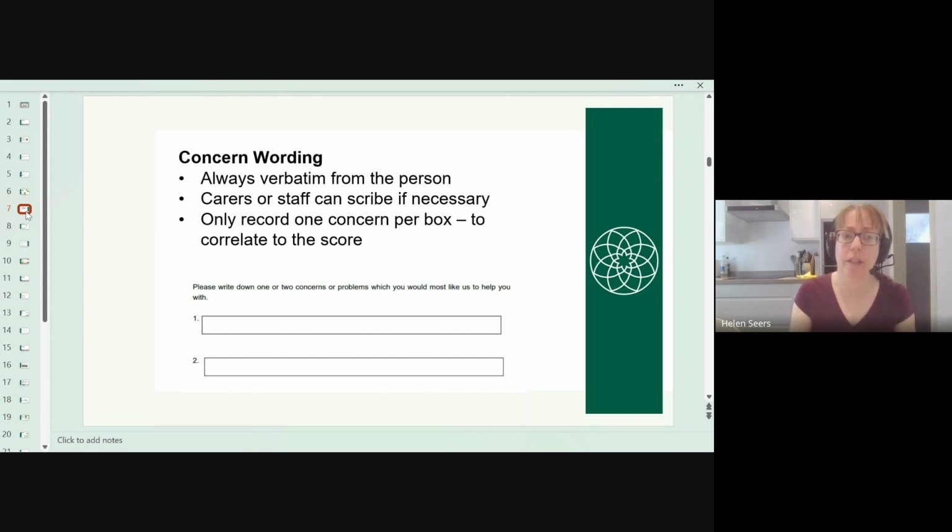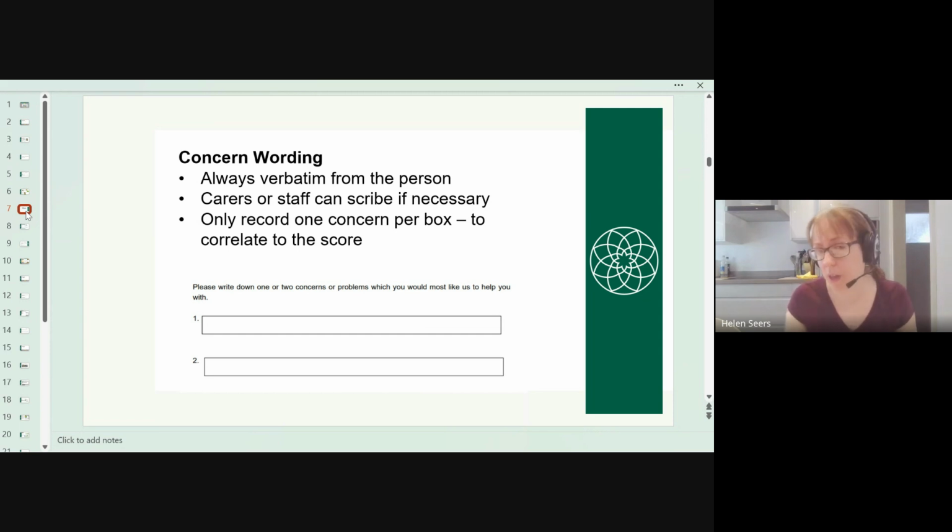We also allow it so that a member of staff or a carer can enable the person's concerns to be formulated if necessary on their behalf. And if that happens, you can indicate on the form if that's happened. Because sometimes people are very vulnerable and maybe their language isn't great, maybe English isn't their first language, for example.